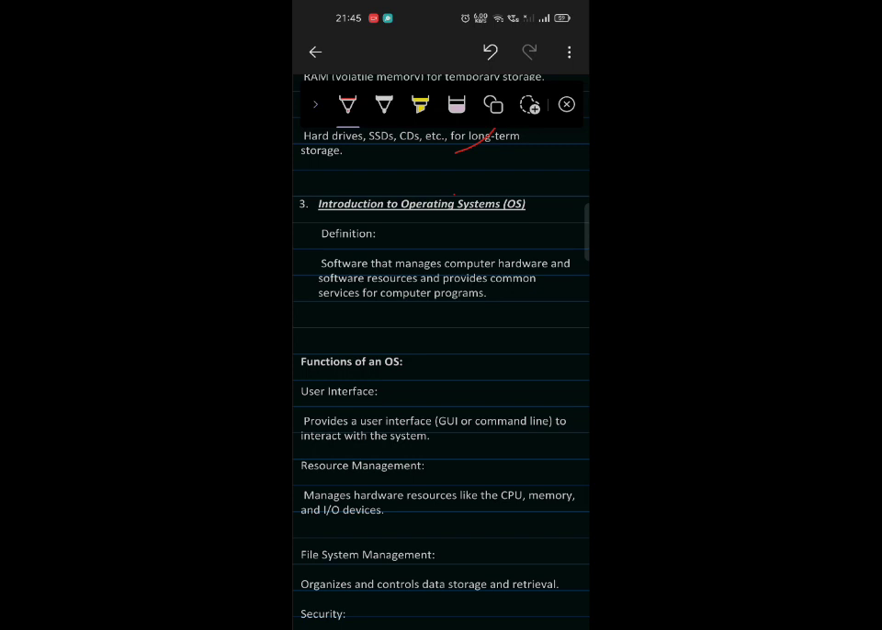Now, introduction to operating system. It is software that manages computer hardware and software resources and provides common services for computer programs. Means the software which manages computer hardware and software and provides common services, meaning it provides service to the hardware as well as to the software, such as utility programs.